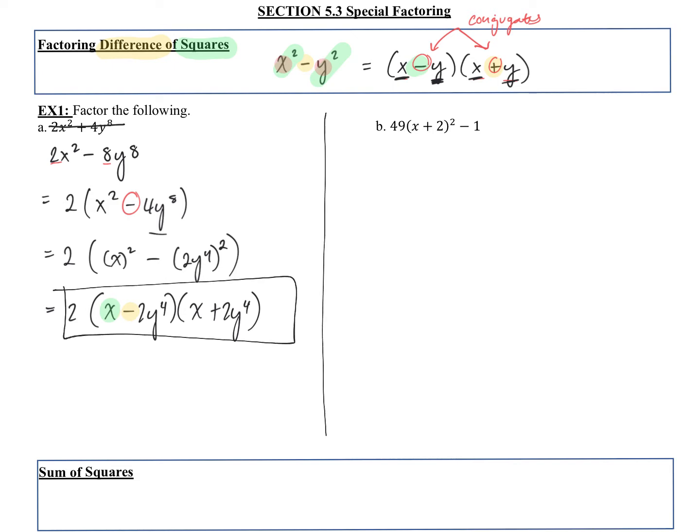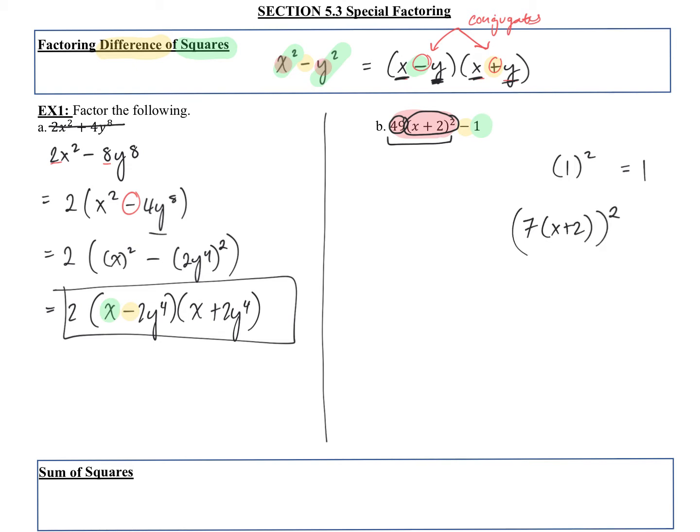Let's take a look at the next one. Well, I see a minus sign, so this could possibly be a difference of squares. The question is, I have to figure out whether this first item is something squared and whether the last one is. Well, the last one, that's easy. That's just 1 squared, right? 1 squared is 1. Okay. But the first one, can I write this as something squared? I have to be creative here. 49 is 7 squared, and x plus 2 squared is just x plus 2 squared. So I can rewrite this as 7 times x plus 2, squared.